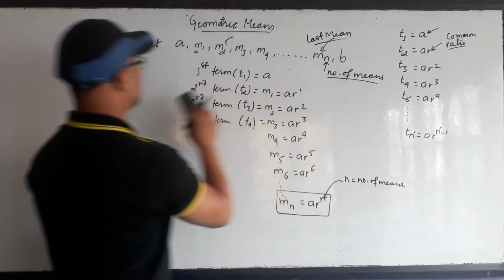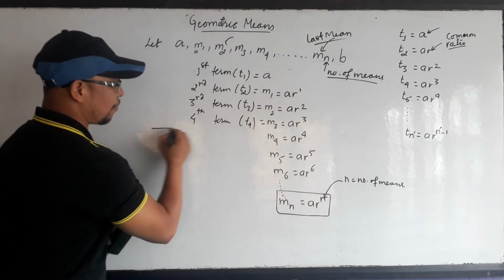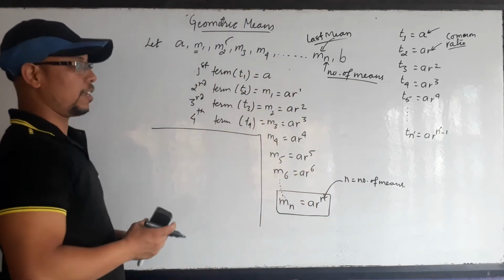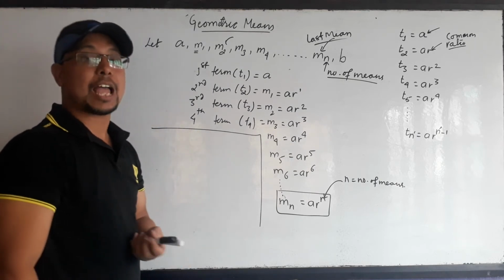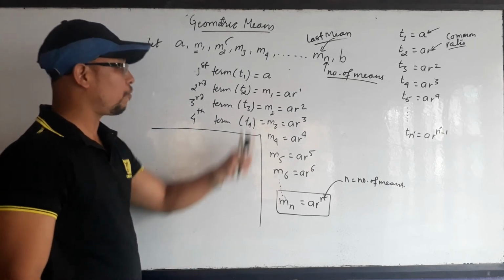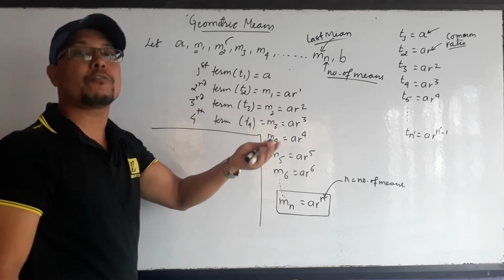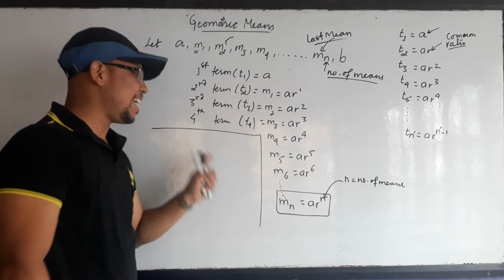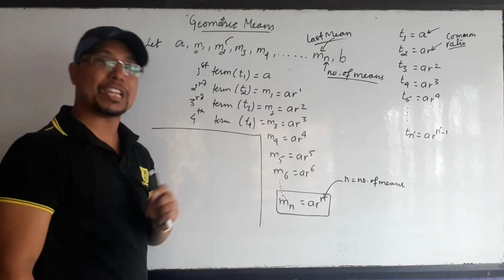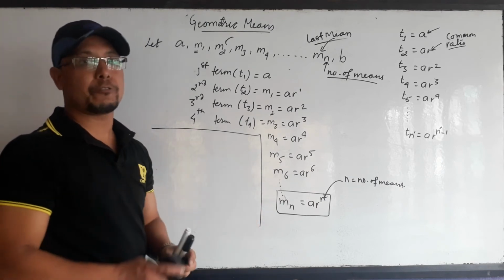Now let me derive the ratio here. In arithmetic progressions, I have already explained this. There also we found the same kind of formula. After we found the common difference, here we need to find the common ratio. Now let me find the common ratio formula.